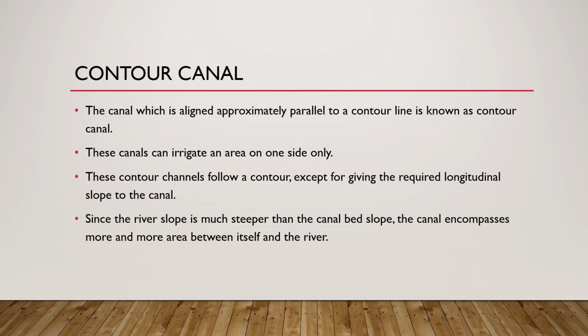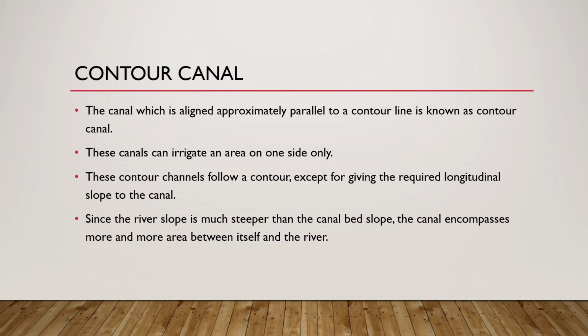Then the fourth point here explains that the river slope should be much steeper than the canal bed slope, which means that your river slope, the slope through which the water is flowing from its source, should be steeper than the canal bed slope. The canal encompasses more and more area between itself and the river, which means that the canal actually has more area coverage than the river.